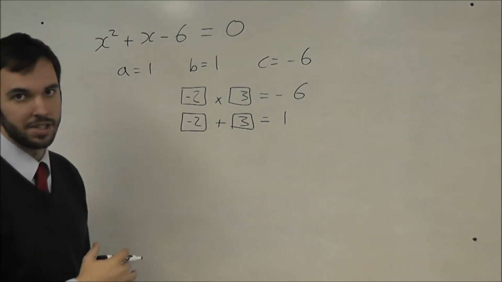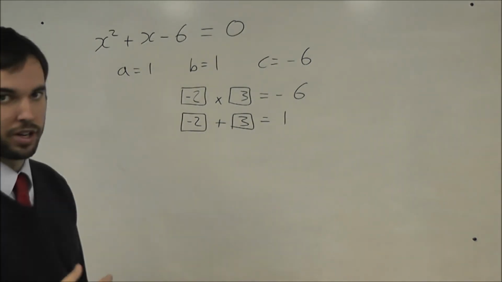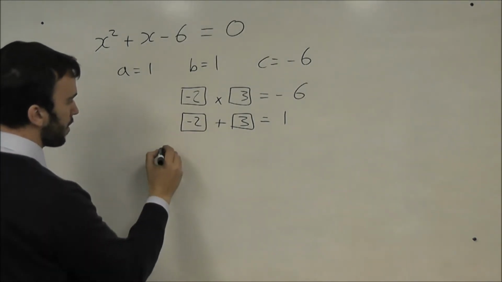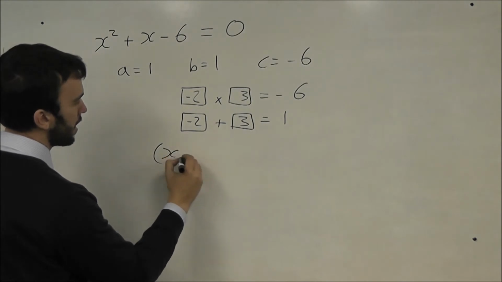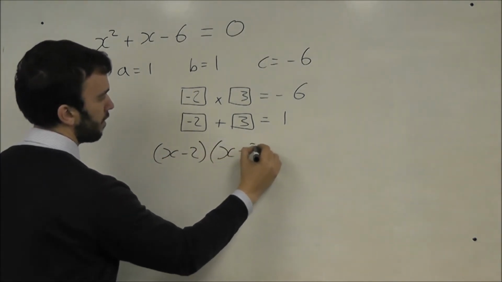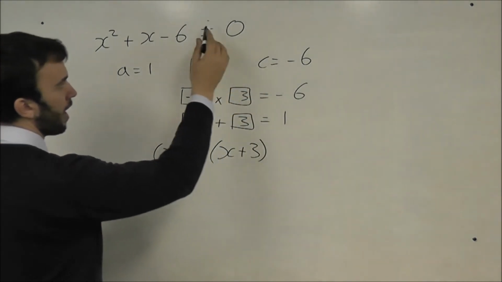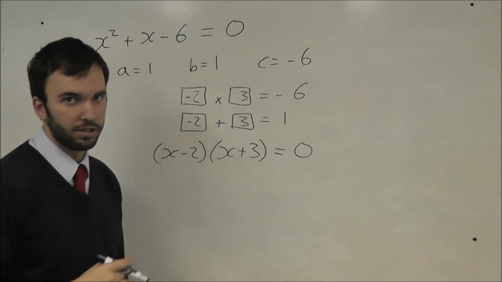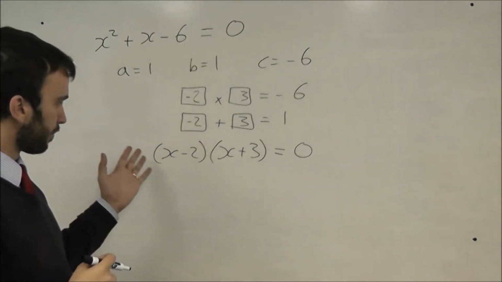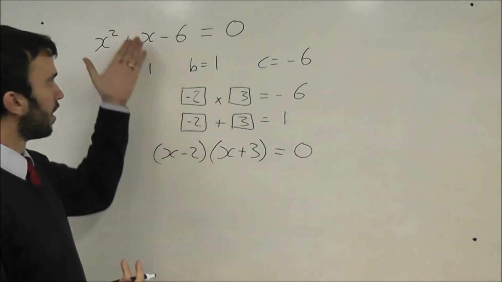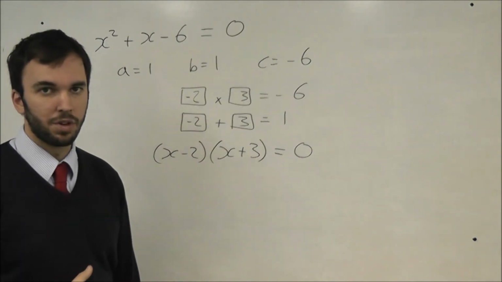Now the nice thing about having a as 1 is that we can just put those numbers into our parentheses. So I can write here x minus 2 multiplied by x plus 3. Okay, and then we've got to bring down this equals 0 here. Now, how do we check this? Of course you can FOIL it to double check that your original equation is what you get.